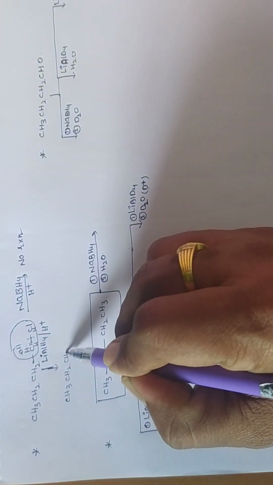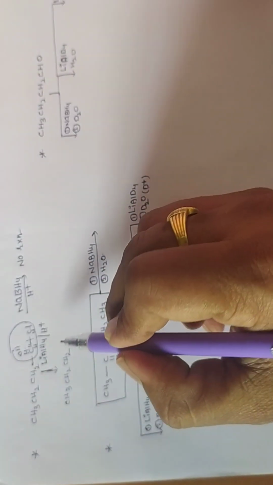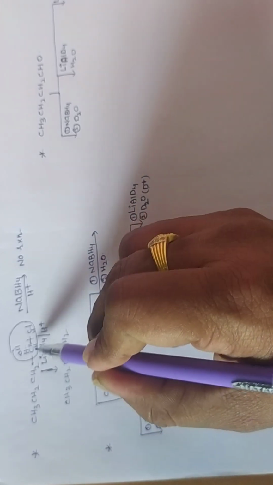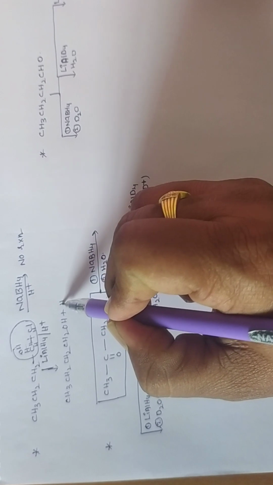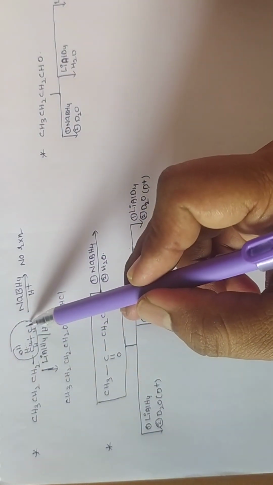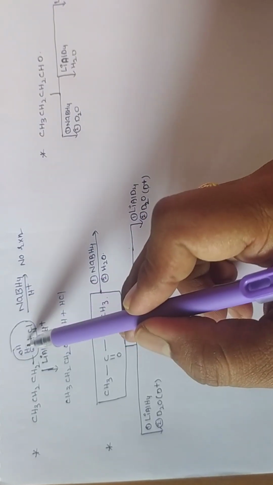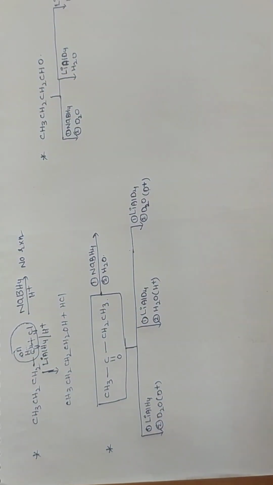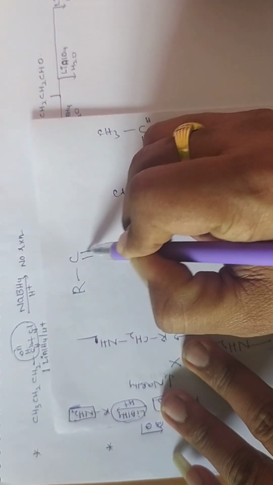Acid chlorides are converted into CH2, CH2OH, plus HCl. Now we are going to get this. Just break the carbon-halogen bond, add H, H. Next break the carbon-oxygen double bond, add H, H. We are going to get this. Like this you can break. Now R, C double bond O, Cl.